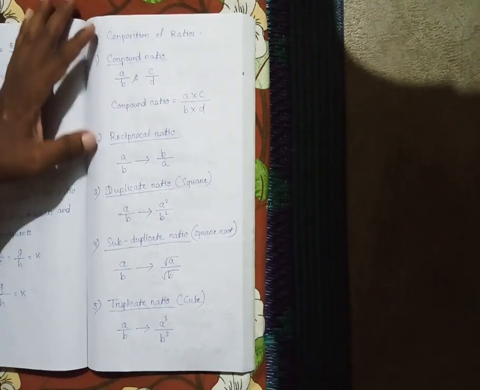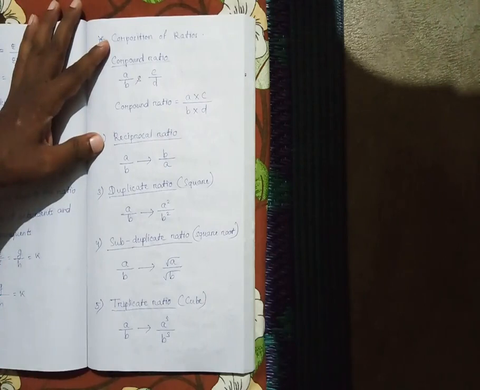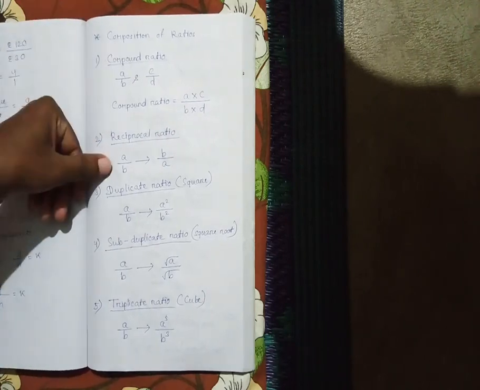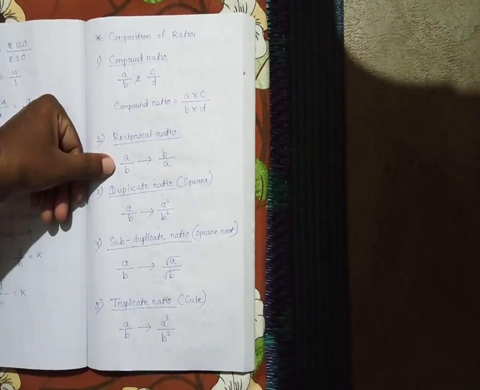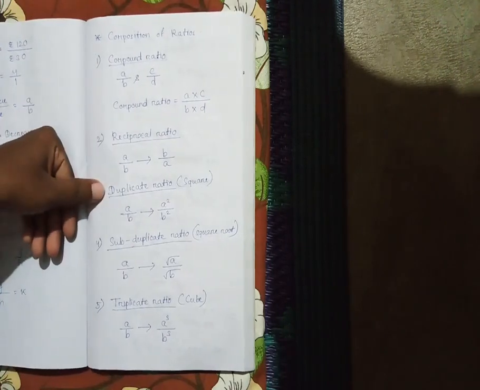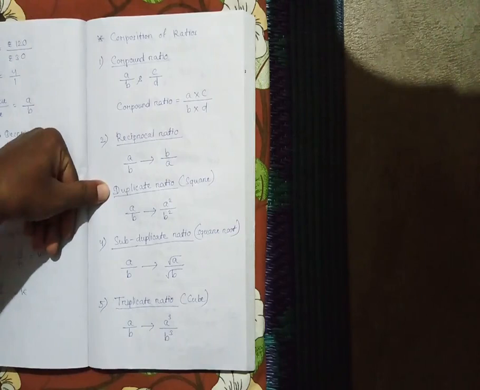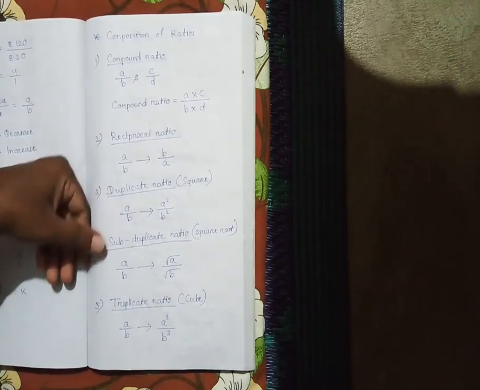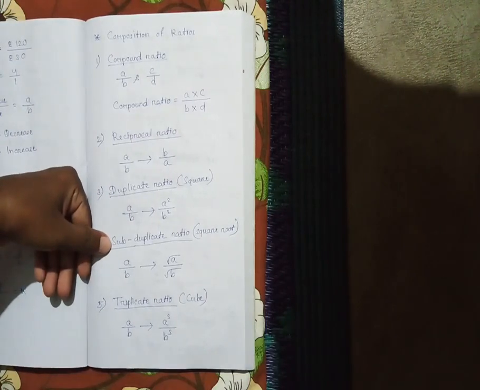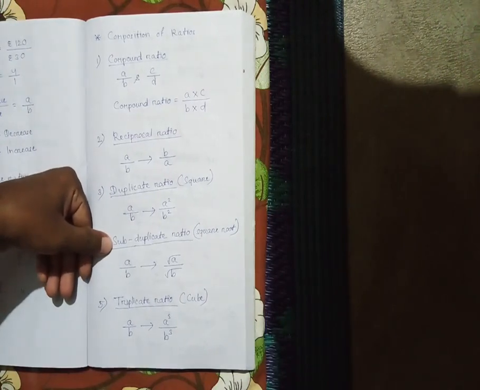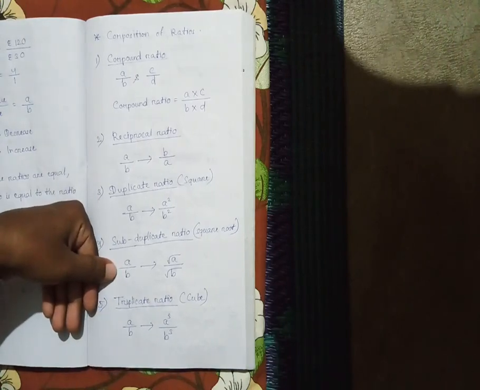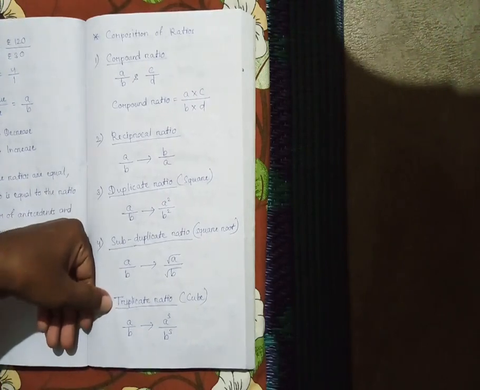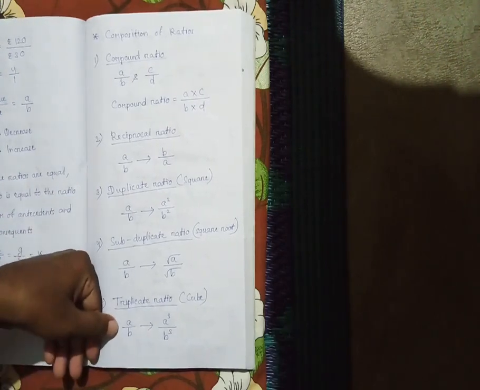Next is reciprocal ratio. The reciprocal ratio of A by B will be B by A, opposite. Then is duplicate ratio, means square. The duplicate ratio of A by B will be A square by B square. Next is subduplicate ratio, means square root, opposite of duplicate. The subduplicate ratio of A by B is root A by root B. Then is triplicate ratio or cube. The triplicate ratio of A by B is A cube by B cube.